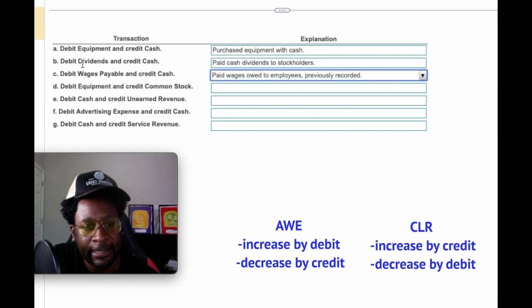Moving on. The next one tells us that there's a debit to equipment and a credit to common stock.